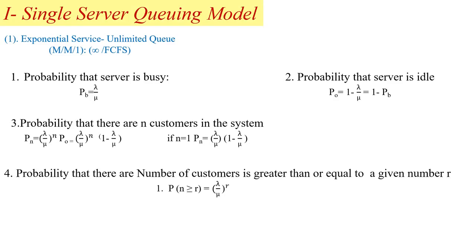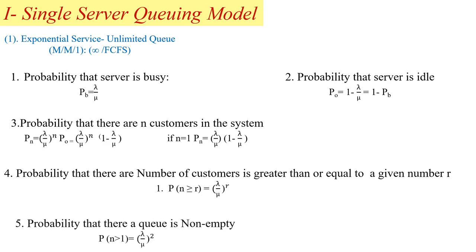Next, the fourth one is the probability that the number of customers is greater than or equal to a given number R. That is, P of n greater than or equal to R equals lambda by mu whole to the power of R. The fifth one is the probability that the queue is non-empty. For this, P of n greater than or equal to 1 equals lambda by mu whole square.